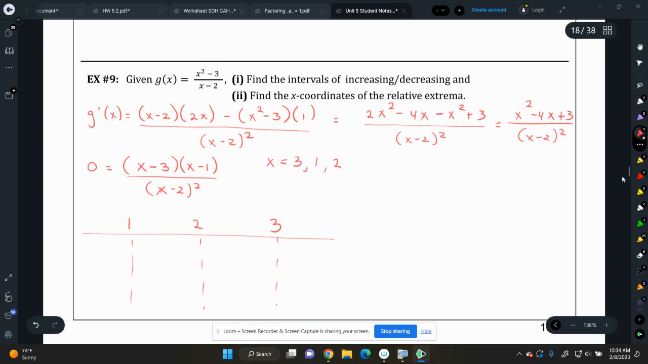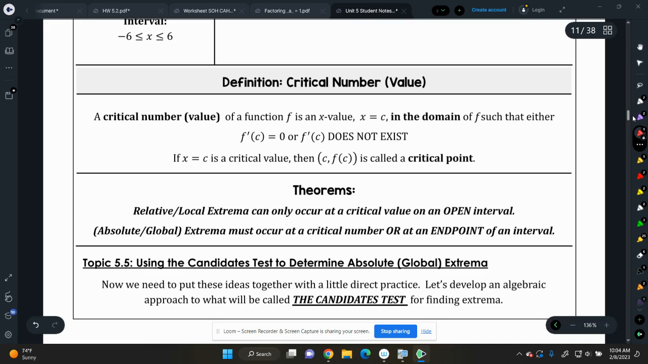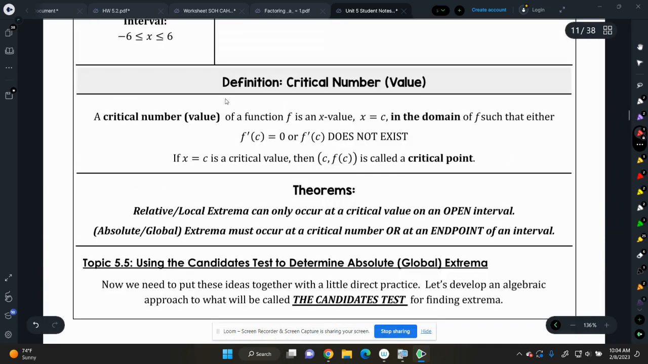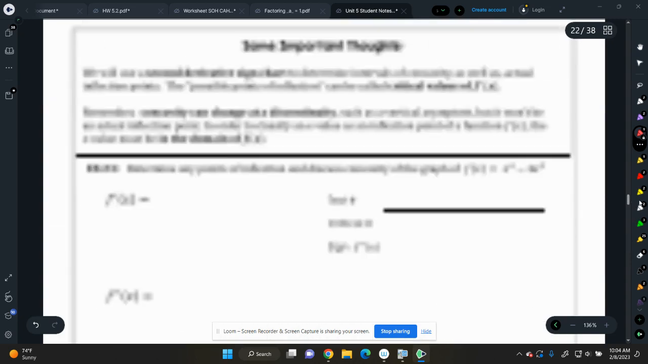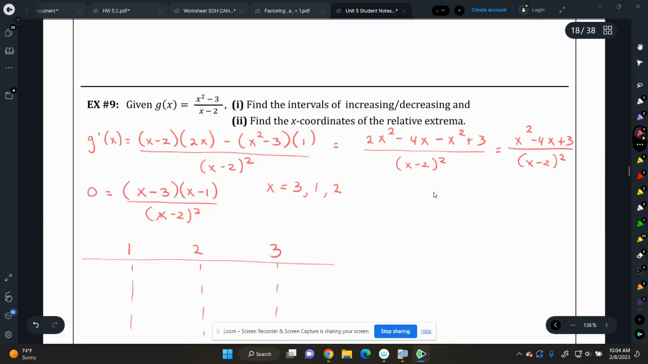I'm trying to remember. Let me just go back up a minute, all the way back up. Where were we? Critical point. Okay, so this is right. Because it's not part of the domain, actually, I'm glad you said that because it's important that we indicate that. Since it's not part of the domain, we're not going to call it a critical point. However, when we're doing our table, we have to include the points where it does not exist.